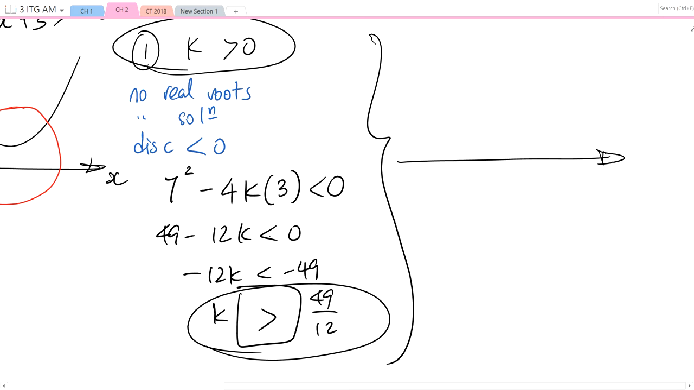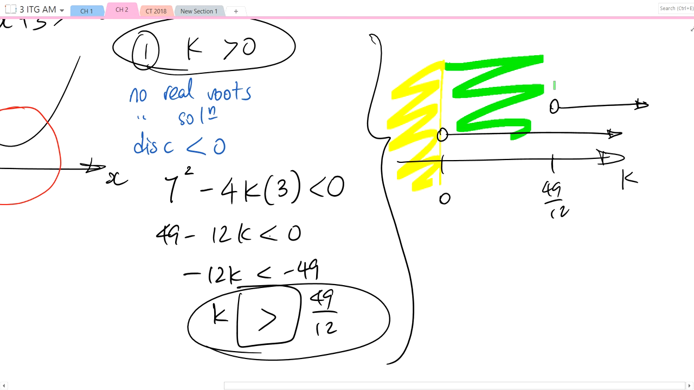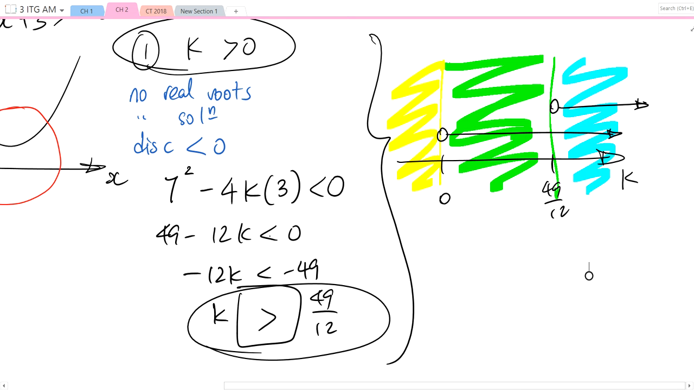I'll draw a number line. This is a k number line. Okay, I put in the value 0 over here, and I put in 49 over 12. Now, k more than 0 is represented by this arrow. Am I right? So anything along this arrow will work. But I've got another condition. It is k more than 49 over 12. Am I right? I want both of them to be satisfied at the same time. I will show you 3 regions. This is one region. This is another region, and I've got a third region. Which region do I have both conditions satisfied? Yellow, green, or blue? Blue. So what is the final answer?